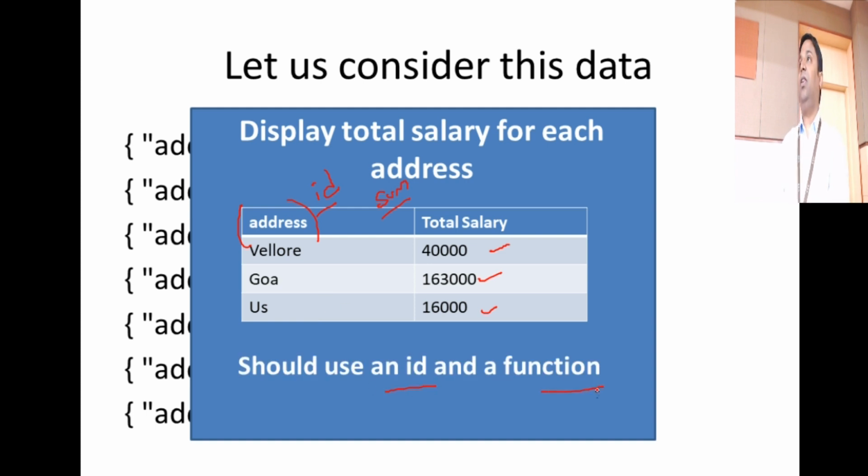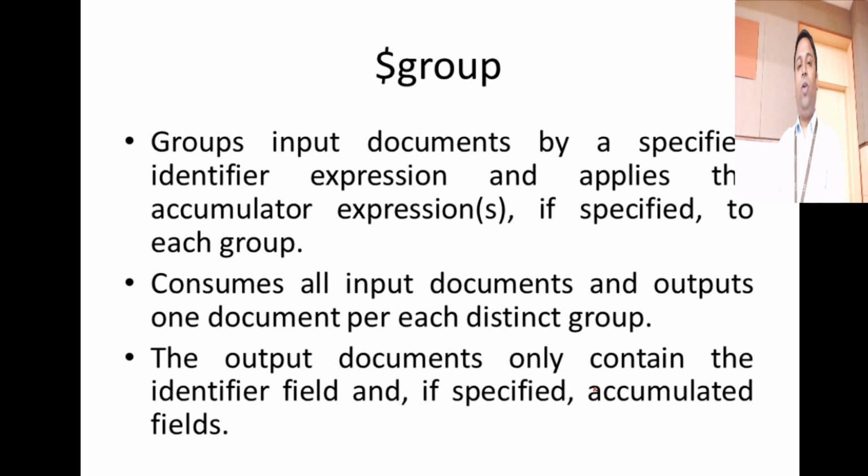Are you clear with this? How group works? Now we have to go and see what is $group in MongoDB Aggregation Pipeline. It's nothing but group by. It takes a set of input documents by a specified identifier expression. What is this identifier expression?